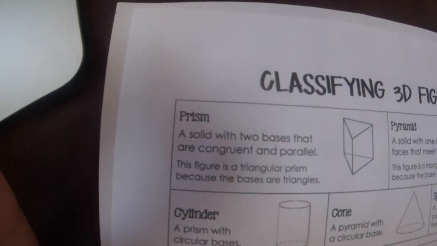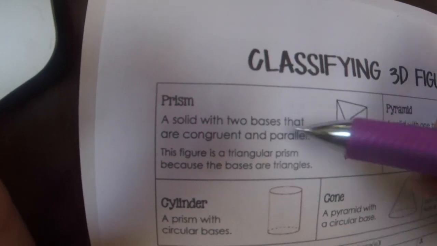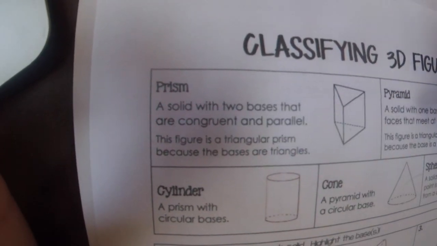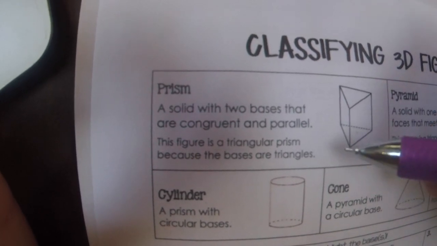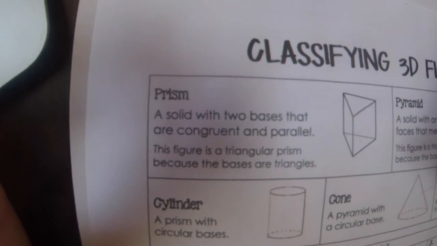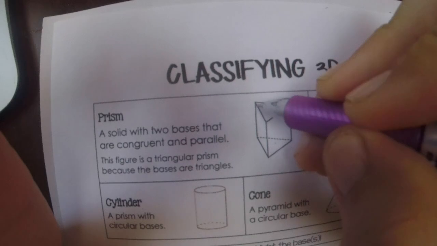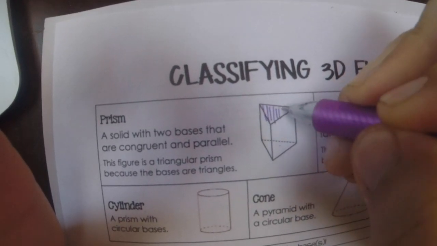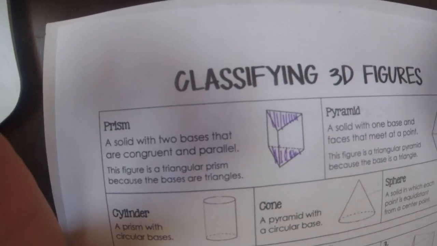All right. The first one is a prism. A prism is a solid with two bases that are congruent and parallel. This figure in particular is called the triangular prism because the bases are triangles. So for any prism that you see, it's always going to have two bases. In this case, the two bases are triangles.